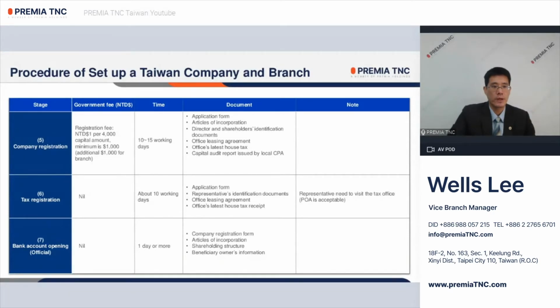The time frame to complete the incorporation process for a limited company or branch will be around 3 months in total if everything goes smoothly.